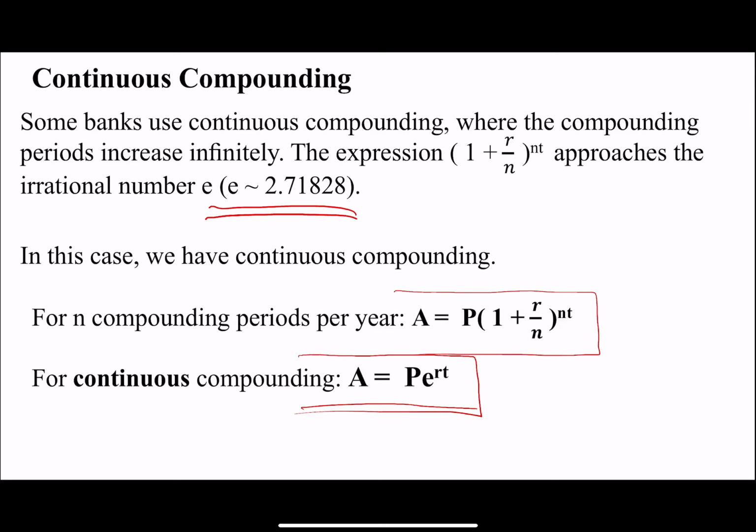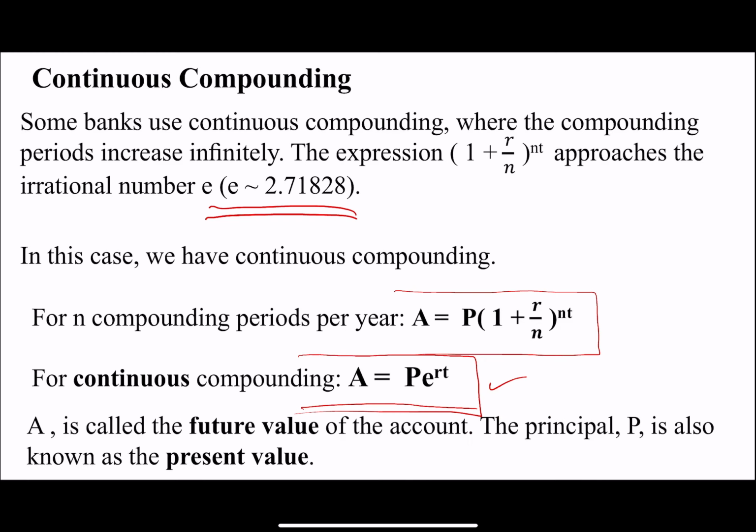So here's the equation that we have for continuous compounding: P, principal, times e to the power of rt. A is your future value, P is your principal or present value, e is the irrational number, to the power of r, interest rate, times time period. One thing: make sure that you have a calculator that has the natural logarithm and the irrational number e.